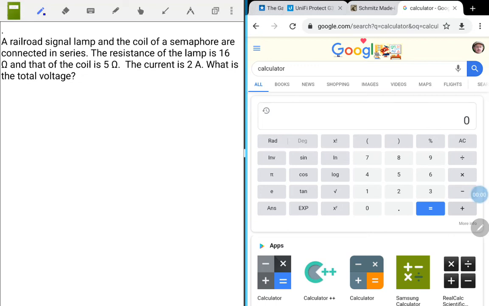So this is a series circuit word problem, and I thought I'd do maybe 3 examples here and show you how to set these up. They're not very hard to do. You've just got to get everything set up in the right place.